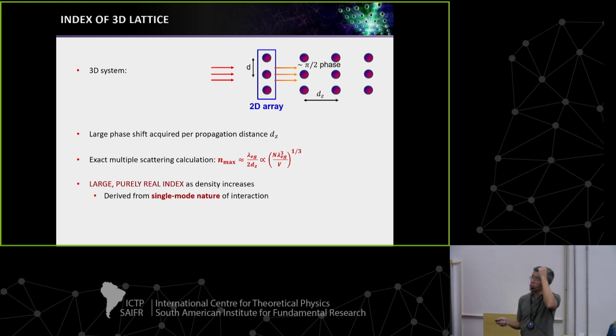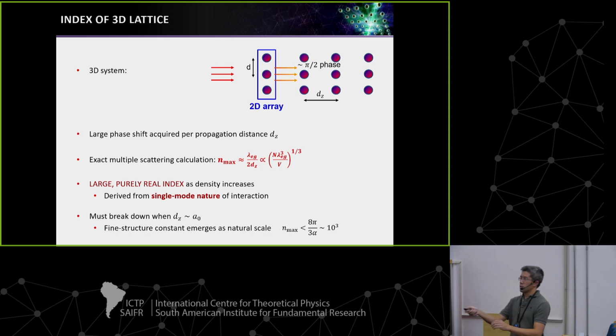So there's a couple of things to take away. At least in the quantum optics limit, as you increase the density, the refractive index continues to grow indefinitely. It grows at a slower power, 1/3 rather than 1/2, compared to what the textbooks told you. And even more importantly, because this is a single mode system, so I shine in a photon, the photon can't disappear and it can't scatter into another mode. This refractive index is purely real. So there's no absorption in this system, at least at the level of idealization that we have here. Again, the key physics is all derived from this single mode nature of atom-light interactions in 2D arrays.